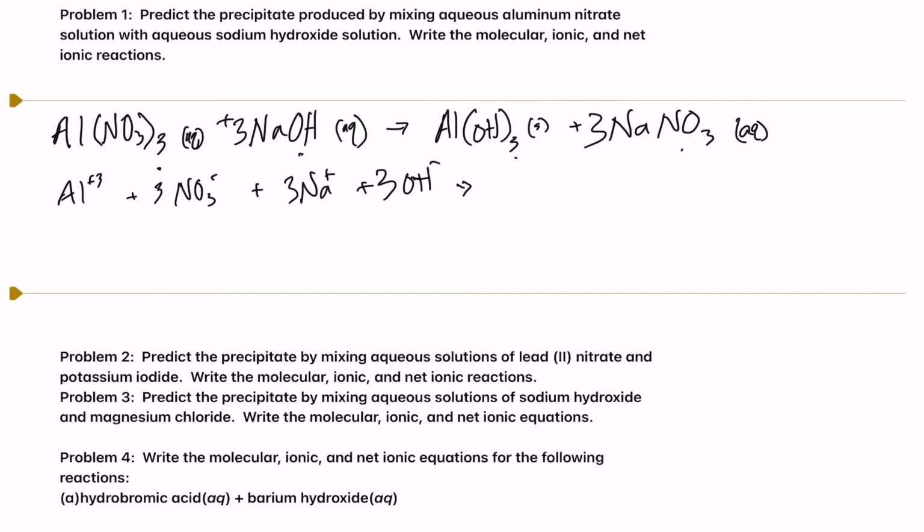Now technically here, the aluminum hydroxide should stay together because it is a solid and it is not going to be dispersed as ions throughout the solution. But we'll look at that in future problems. So for now, we'll just take a look at aluminum being +3 and hydroxide again being -1. So we have all of our various ions that we would have in solution.